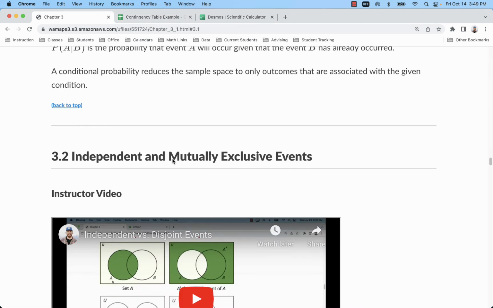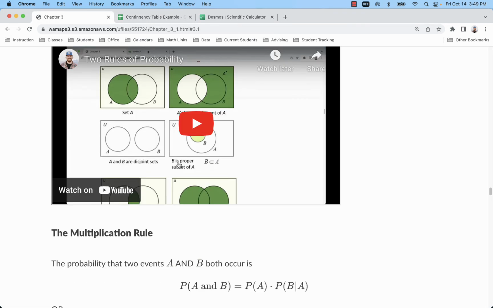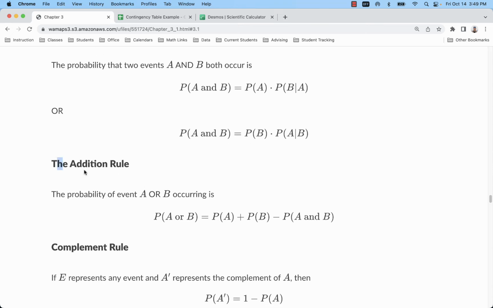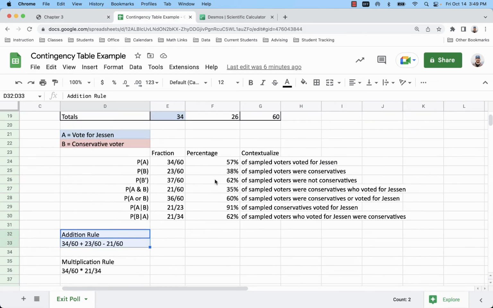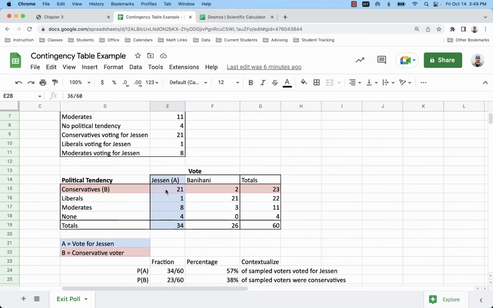So if you're looking ahead a little bit, in 3.3, we talk about the addition rule. We want to really avoid using the addition rule whenever possible, especially when we have a contingency table. So it's a lot easier to find the union, just basically saying who's in this group or this group. We've got 34 plus 2.